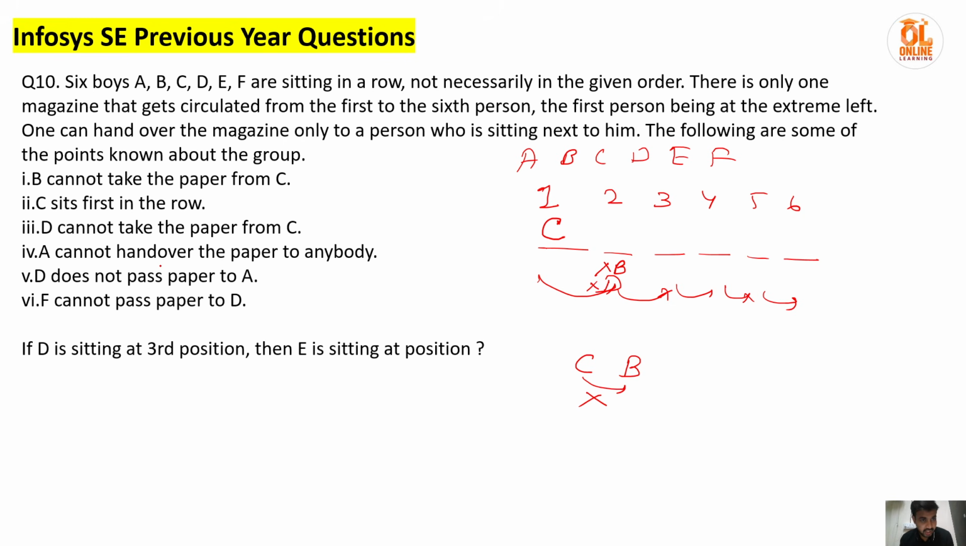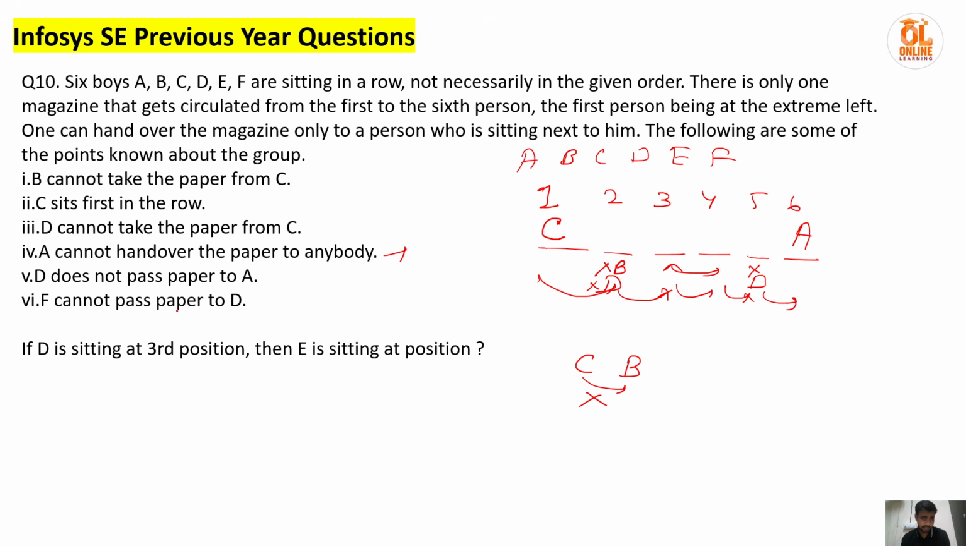A cannot hand over the paper to anybody. This signifies that A should be in the last position, because A cannot hand over paper to anybody. D does not pass paper to A, so D is also not here. So D must be in one of these two positions.